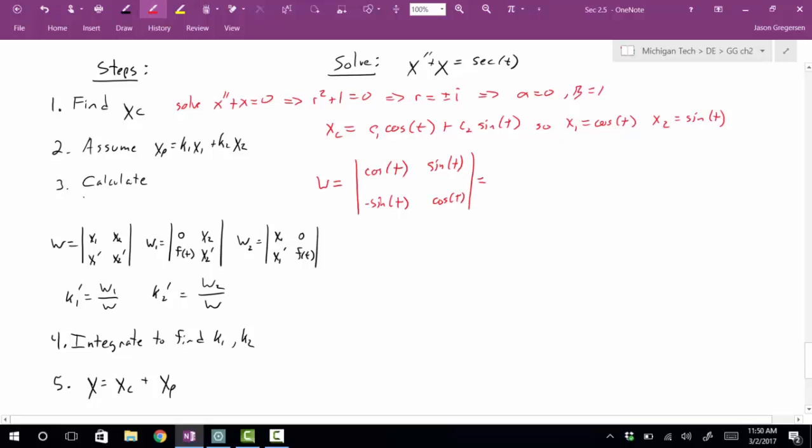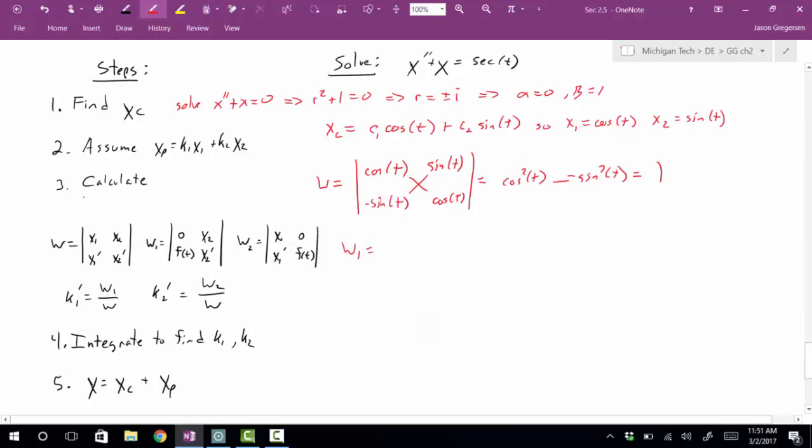And now I calculate the determinant. I take this product, I get cosine squared of t, minus this product, negative sine squared of t. A negative and a negative is a positive. Cosine squared plus sine squared is 1. You've got to be able to see that. If you're carrying around cosine squared plus sine squared through the whole problem, it will be a headache, right? So you've got to make sure you see that simplification.